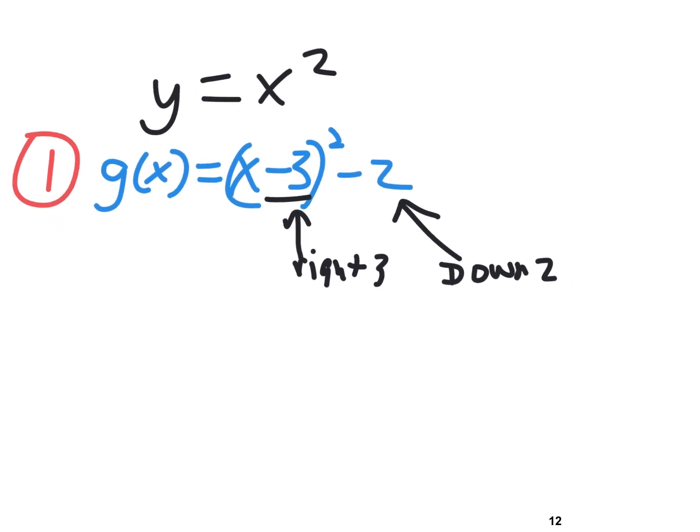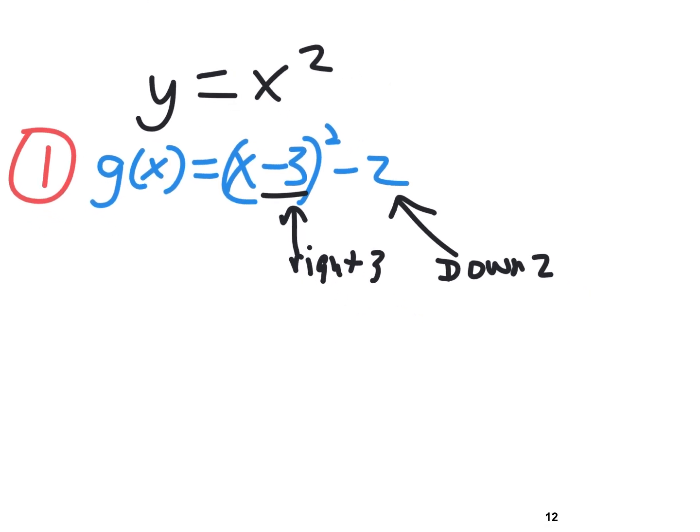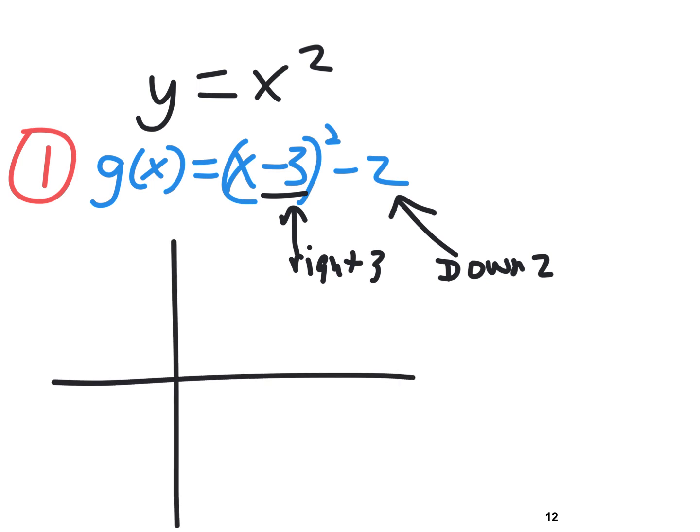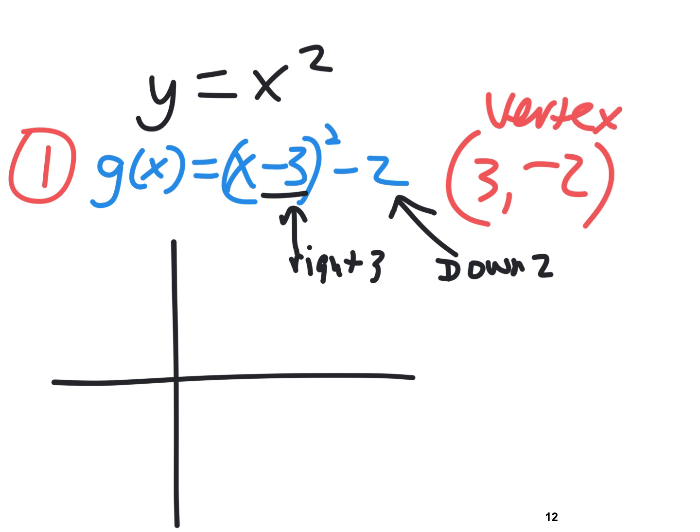Okay. Now, what else did they want besides where it's been moved? You want me to sketch it? Yeah, to sketch the graph. Okay, so for a sketch, you just make an XY axis like this, and you go, well, I know I go to 3, comma negative 2, because that's the vertex. So you graph that point, and then you either know it's a right side up one or an upside down one, and since there's no negative in front, it's right side up.